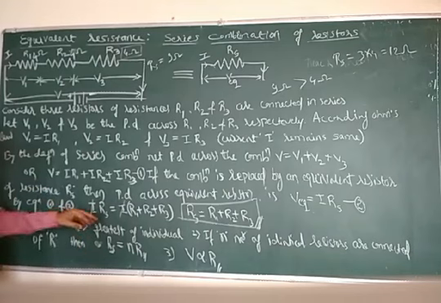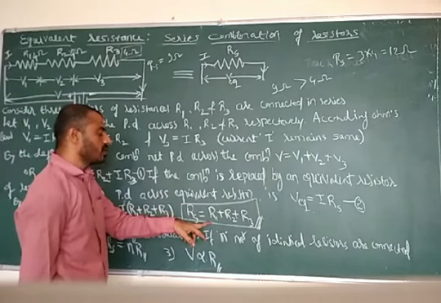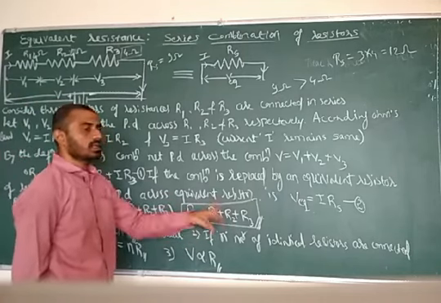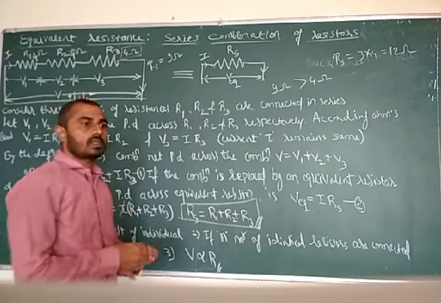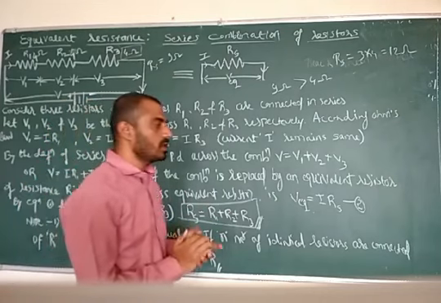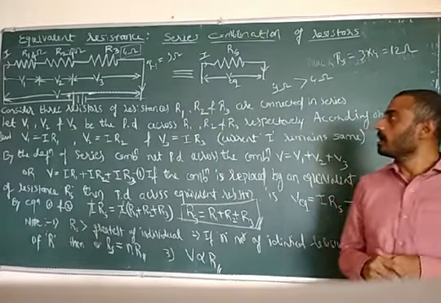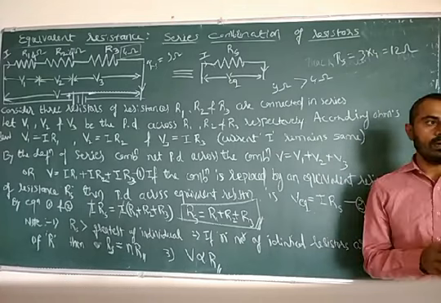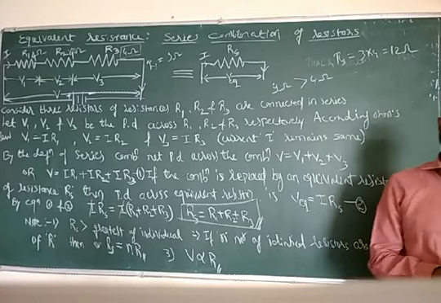Even on arriving at this expression, in the final step, Rs is equal to R1 plus R2 plus R3, you need to write that the effective resistance of the resistors connected in series is always equal to the sum of the individual resistances. Similarly, we can connect them in parallel, and that parallel combination we will see with some examples in our next session.